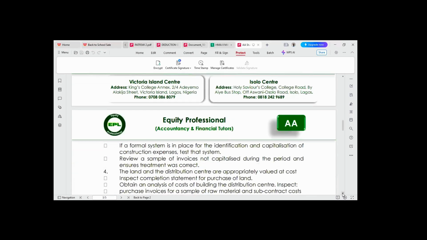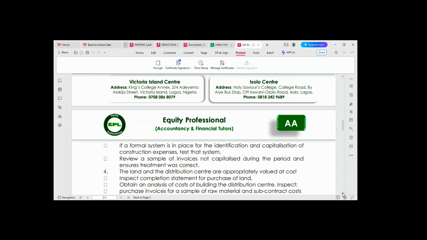Other things the auditor will also ask: is a formal system in place for the allocation and capitalization of construction expenses? And the auditor will need to test that system. Remember, when we talk about audit evidence, we talk about walkthrough testing as a method of obtaining audit evidence. So when they say that they have a policy on capitalizing expenditure, the auditor will request that policy and demonstrate it, okay, and check that that policy is fully implemented.